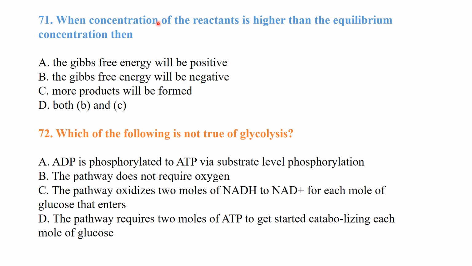When the concentration of the reactants is higher than the equilibrium concentration, then both B and C: the Gibbs free energy will be negative and more products will be formed. Bioenergetics. Which of the following is not true of glycolysis? Basic of glycolysis में the pathway oxidizes 2 moles of NADH and NAD for each mole of the glucose that enters.